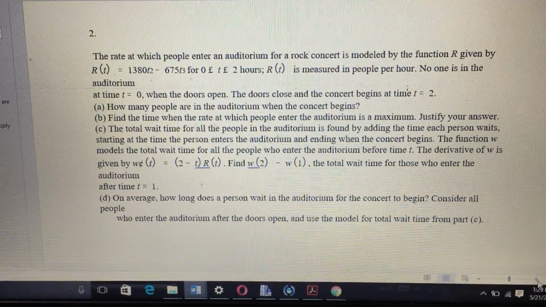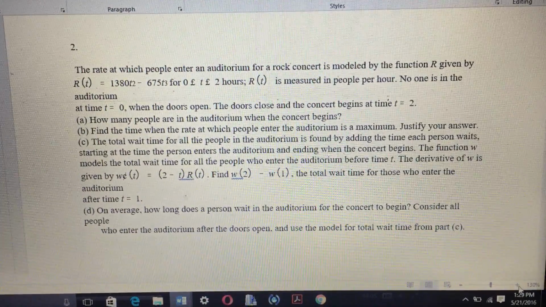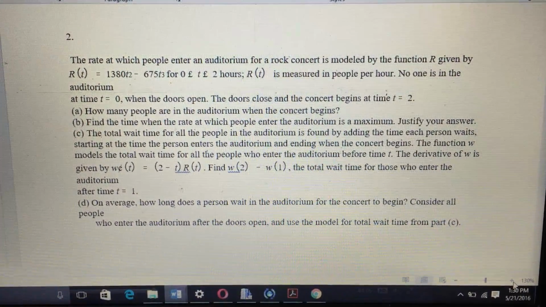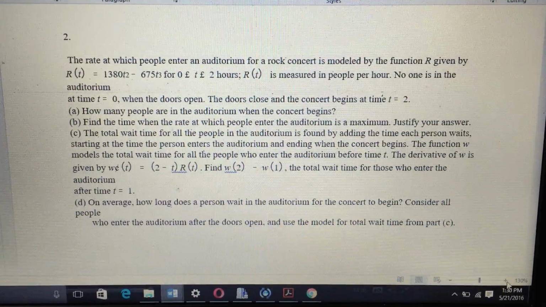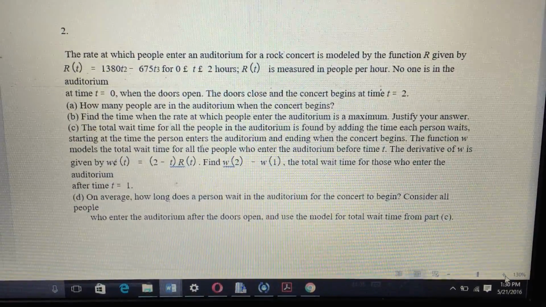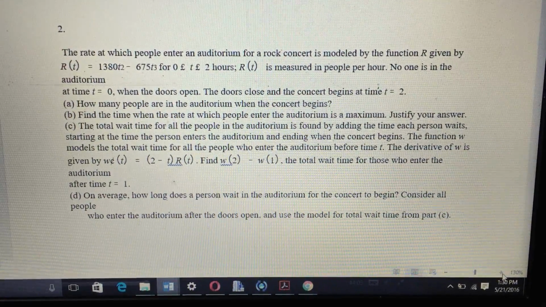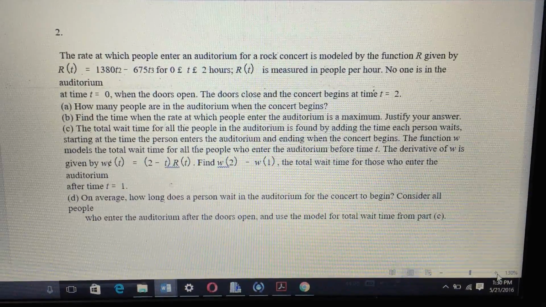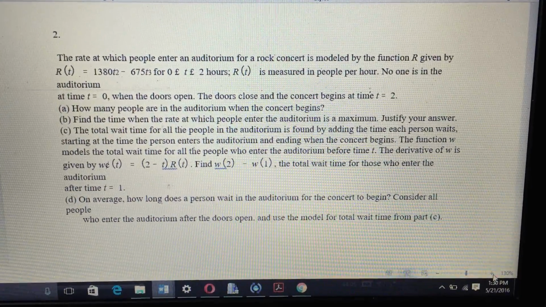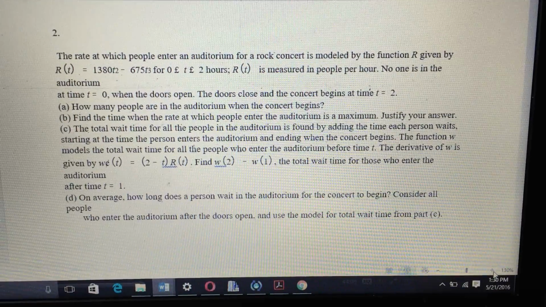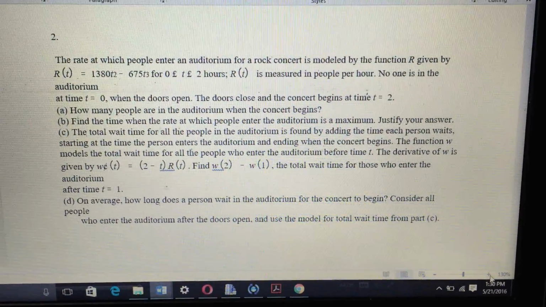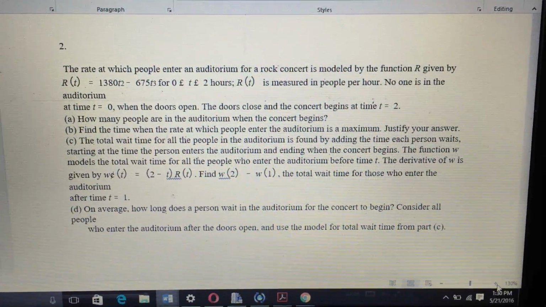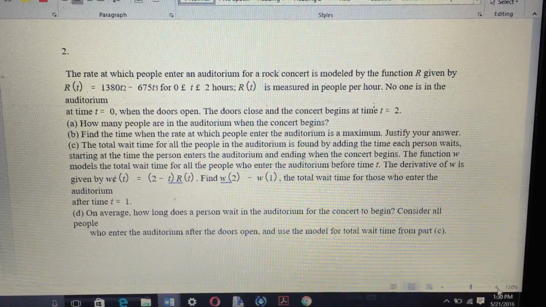This is my second free response problem, and the question is: the rate at which people enter an auditorium for a rock concert is modeled by the function r given by r of t equals 1380t squared minus 675t to the third for 0 to 2 hours. R of t is measured in people per hour. No one is in the auditorium at time t equals 0 when the doors open. The doors close and the concert begins at time t equals 2. First question, A: how many people are in the auditorium when the concert begins?